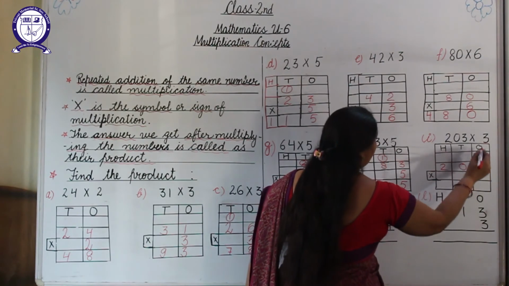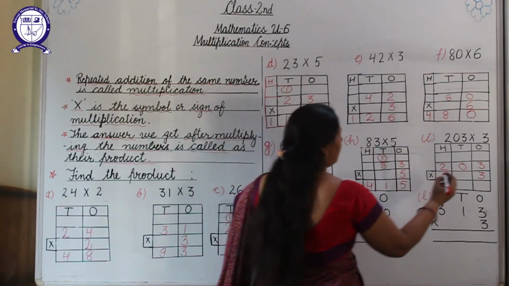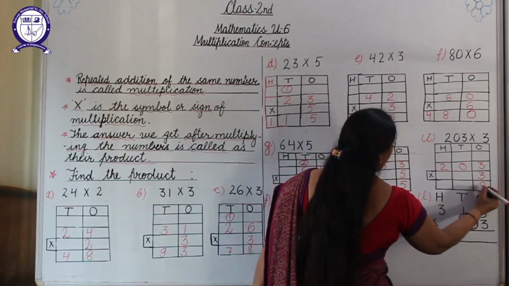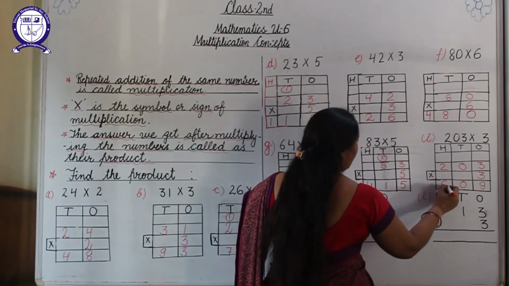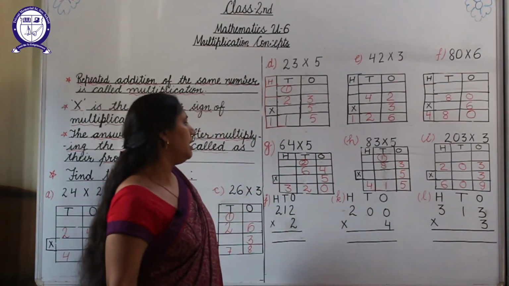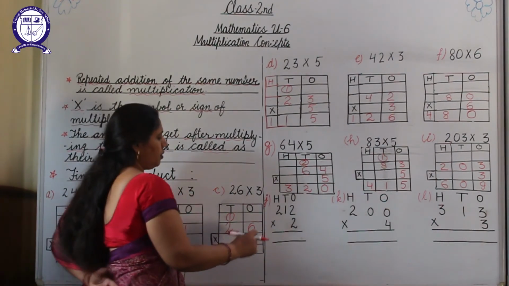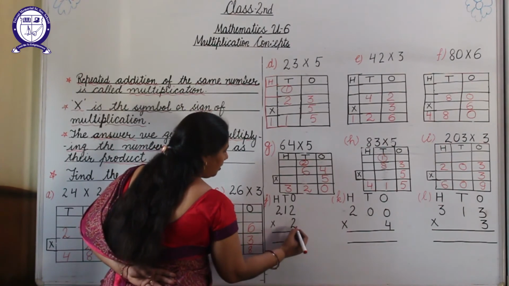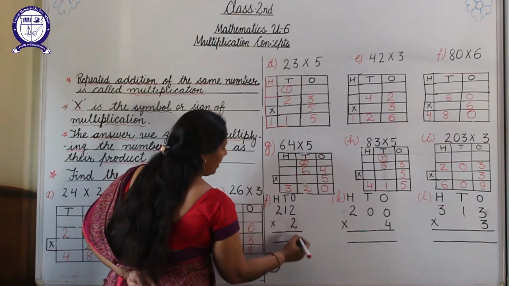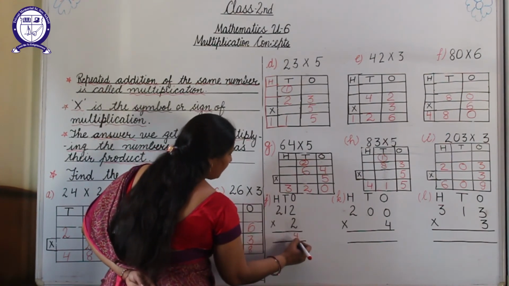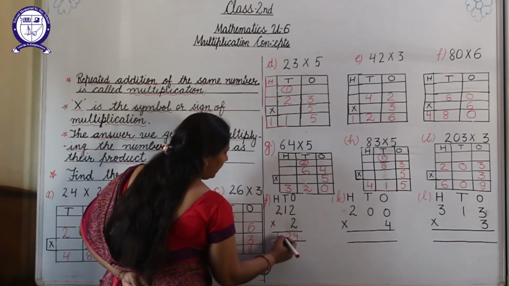203 multiply by 3. So students, firstly multiply by the ones digit. 3 threes are 9. 3 zeros are 0. Then we have to multiply by the hundreds digit. 3 twos are 6. Our answer is 609. Come to the next. 212 multiply by 2. Firstly we multiply by the ones digit: 2 ones are 2. Then tens digit: 2 ones are 2. Then hundreds digit: 2 twos are 4.